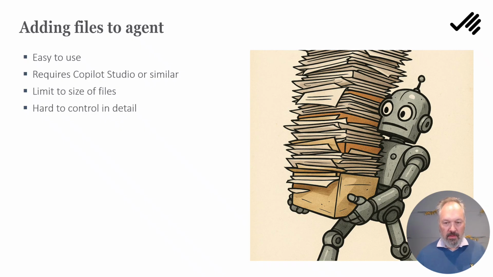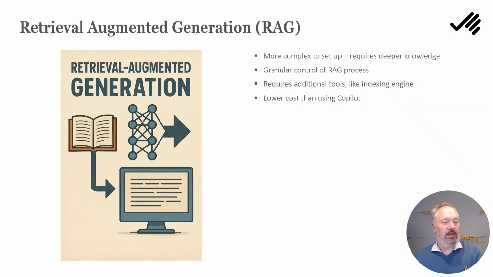Yes. So let's move on to the next one, which is called RAG, Retrieval Augmented Generation. In this case, what you do is use some kind of indexing engine to index something, and it could be files, for instance, or databases. And then, based on the index, you can add it to the AI to use that data.